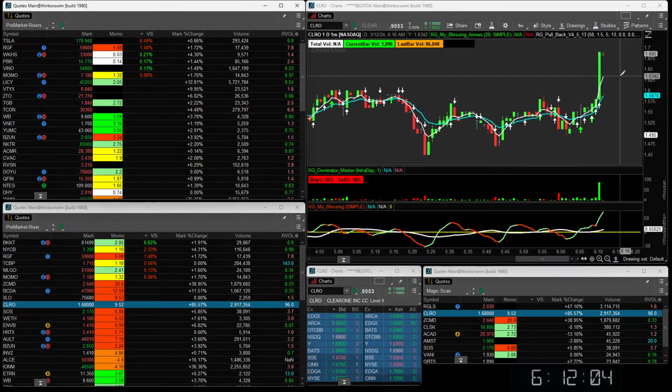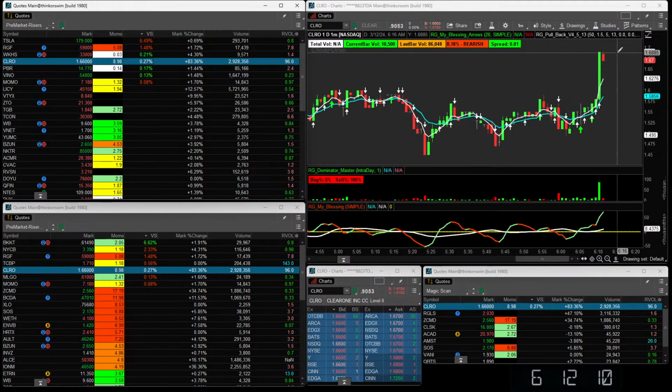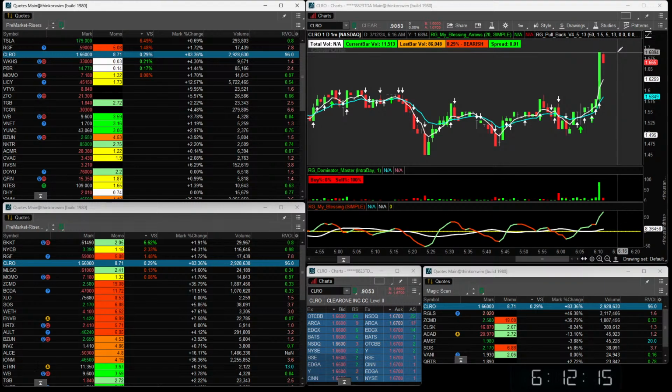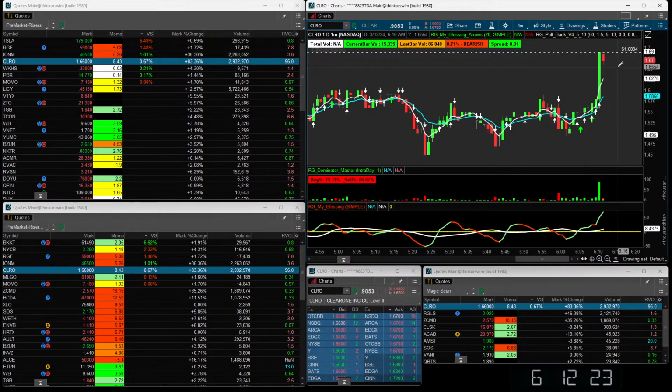This is how easy it is to find stock picks. The hard part's getting in and getting out of them. That's what you really got to know what you're doing. Let's see if we get a pullback. I'll mark resistance there. Need this red candle to close.